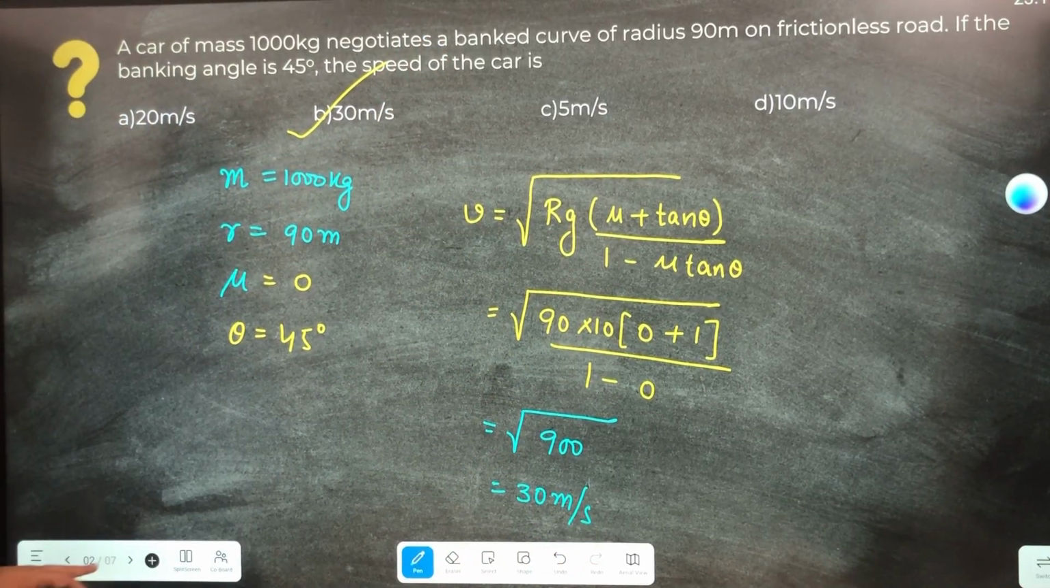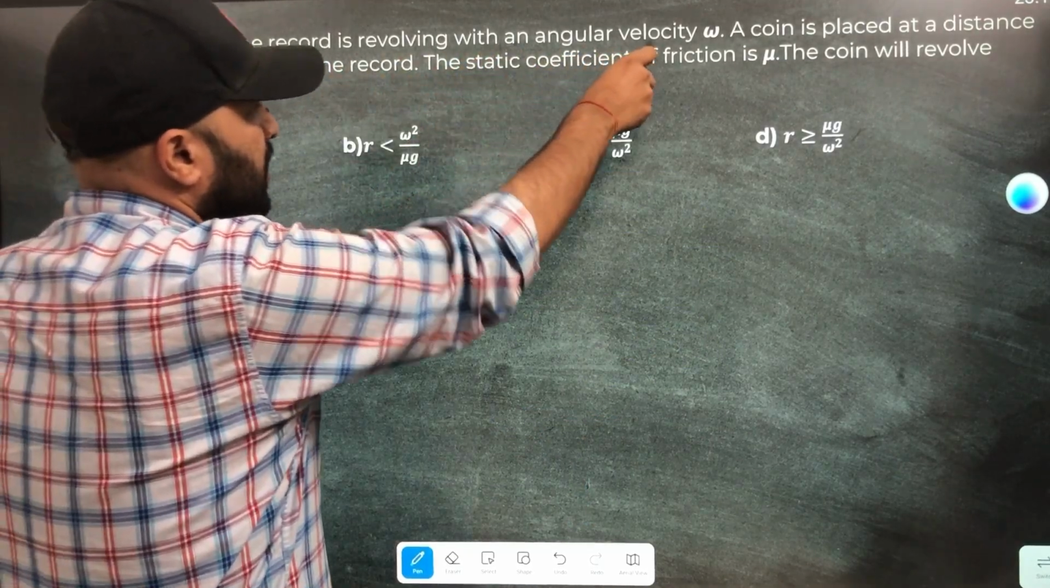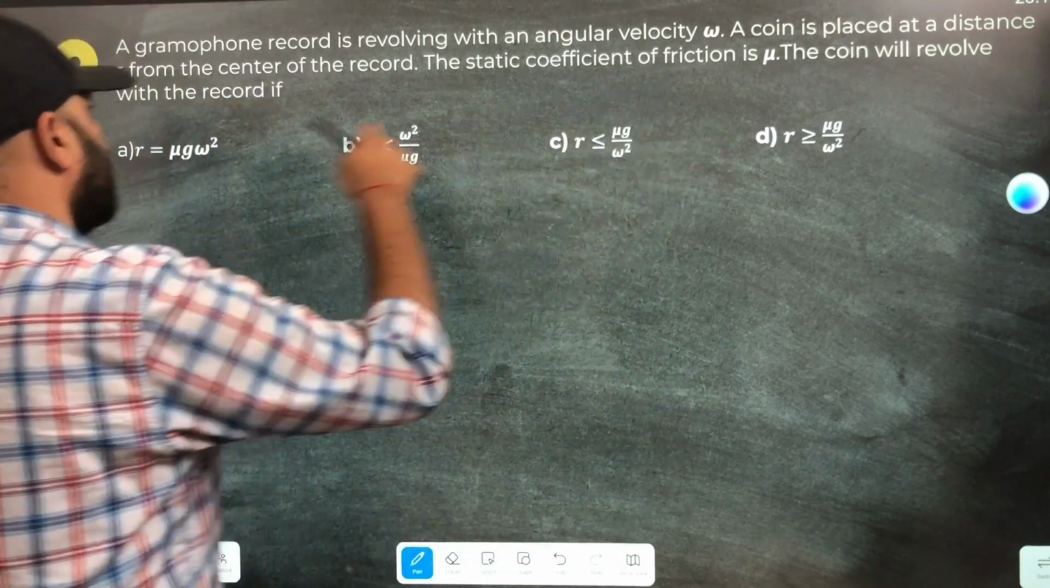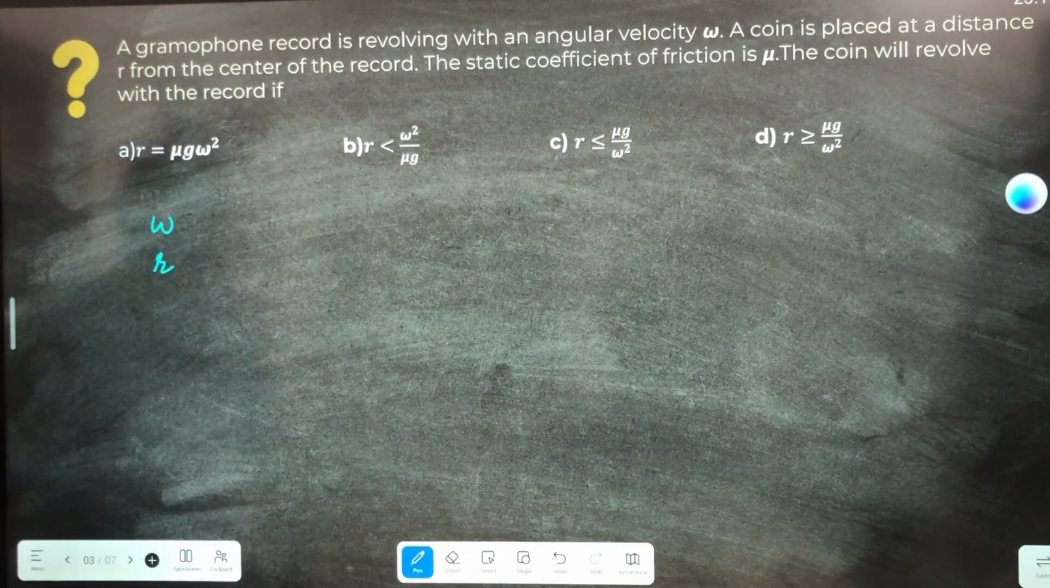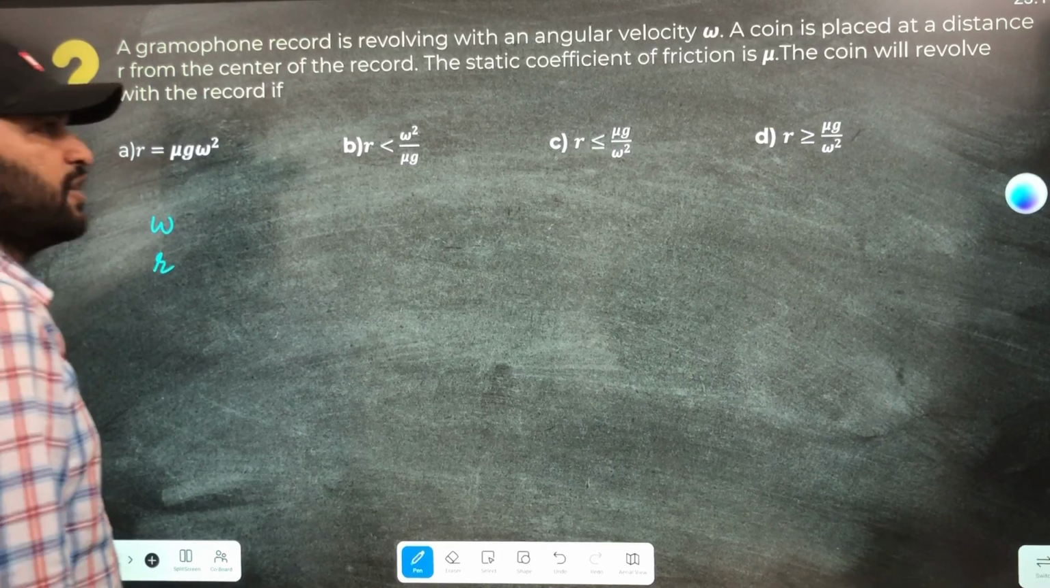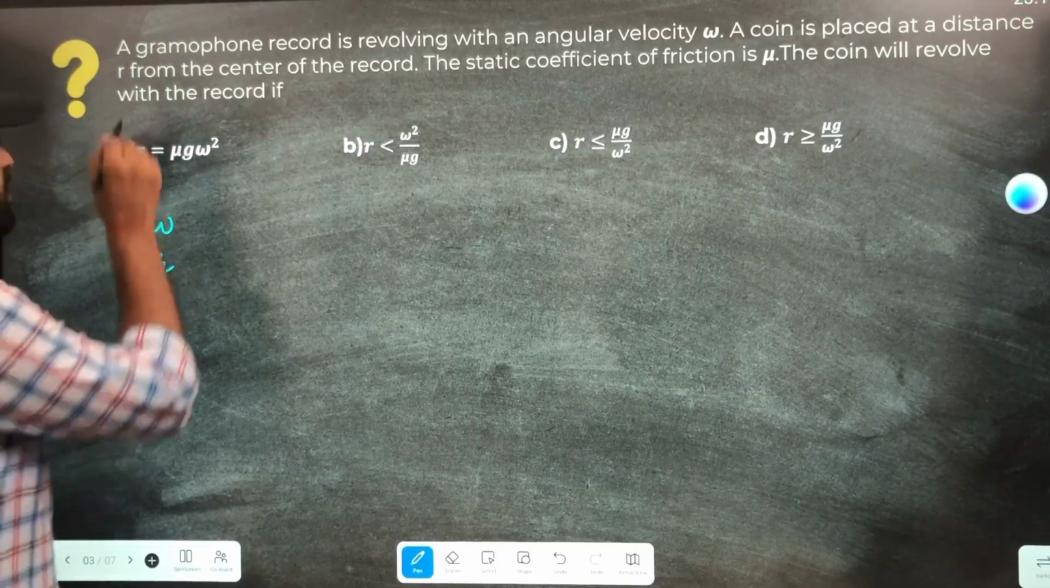I hope this is clear. So our question says a gramophone record is revolving with an angular velocity of omega. A coin is placed at a distance r. Let me write here omega, and it is placed at a distance r from the center of the record. The static coefficient of friction is mu. The coin will revolve only if, what is the condition?